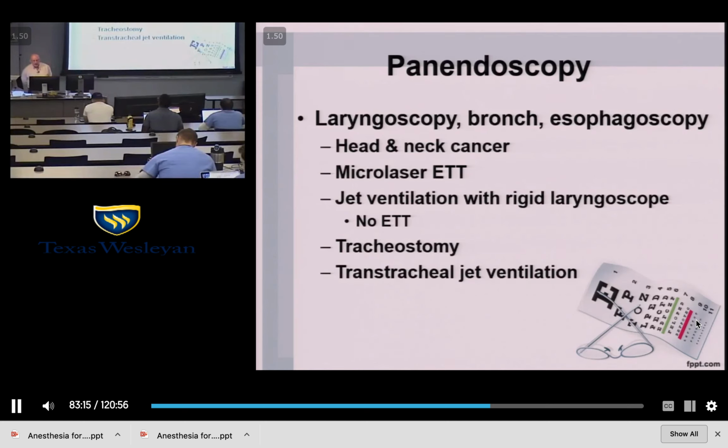If you're at Baylor All Saints you work with, I can't think of his name, is it Duchek or Dubicek or something like that? Anyway, he does a lot of head and neck cancer stuff.